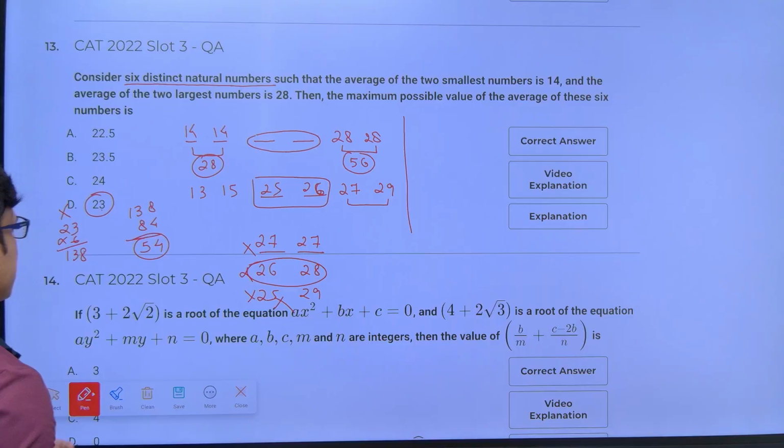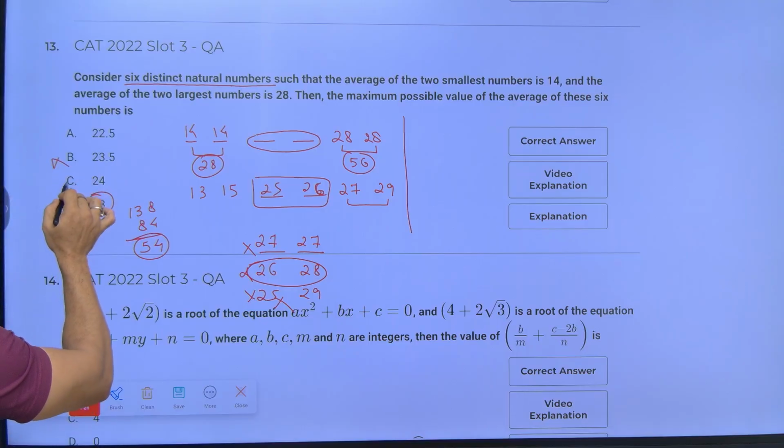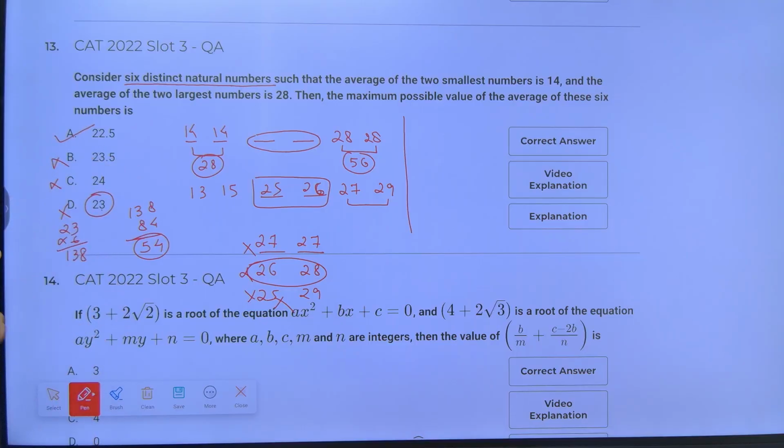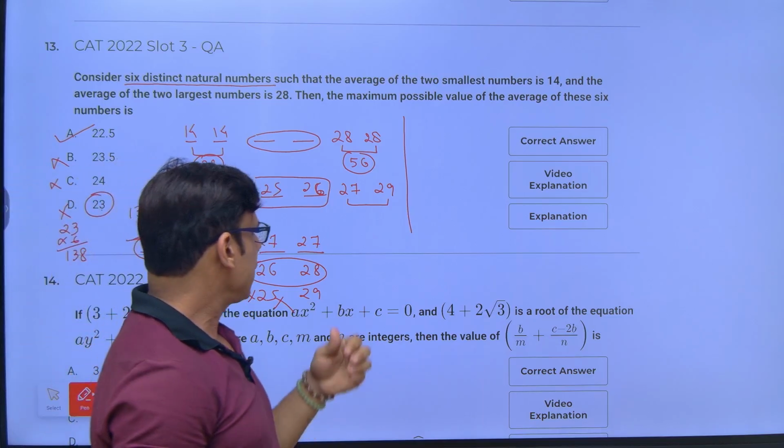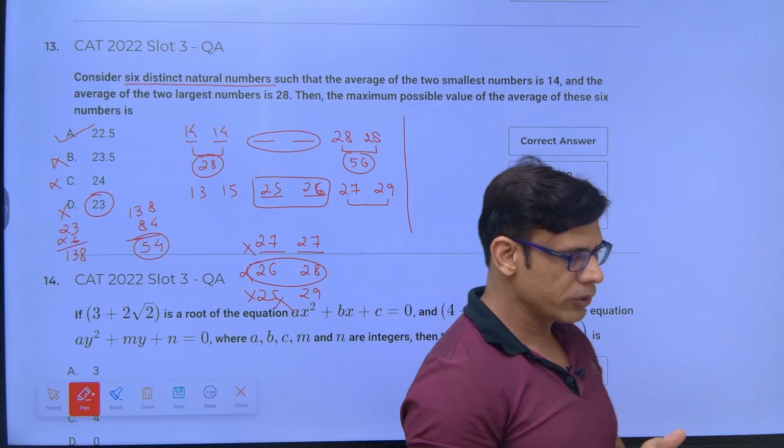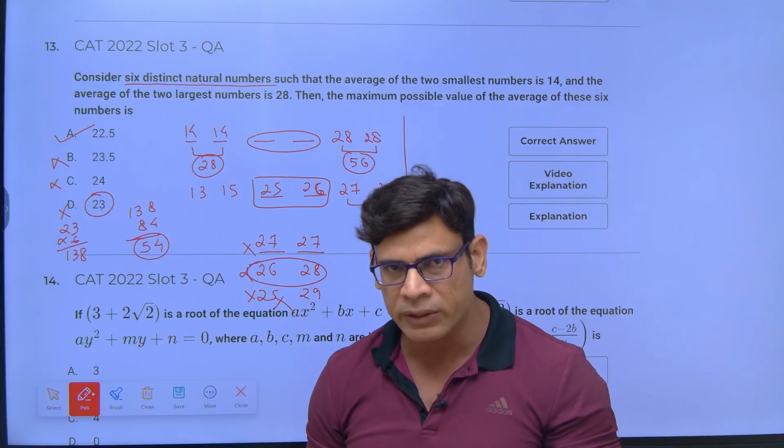Any option greater than 23 is also gone. So this is also gone. This is also gone. So the only possible solution is 22.5. And even if you keep this, this also gives you 22.5. Now this is an actual CAT question.